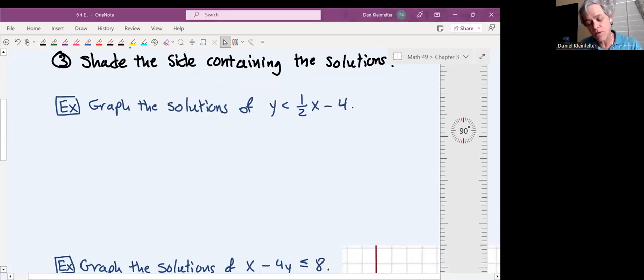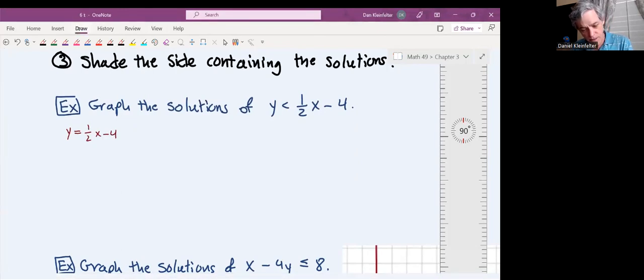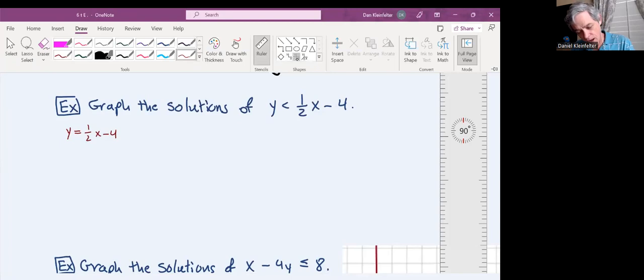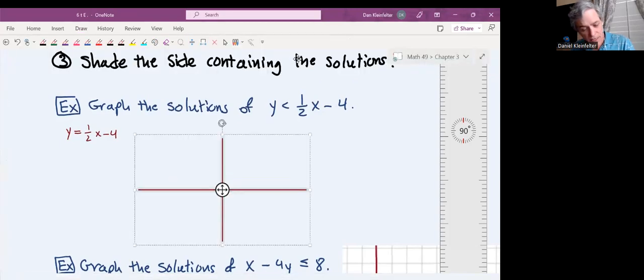We want to graph the solutions of y is less than 1/2 x minus 4. So our corresponding equation would be y equals 1/2 x minus 4. So we want to graph that. So let's make an xy axis. The y-intercept here is -4.